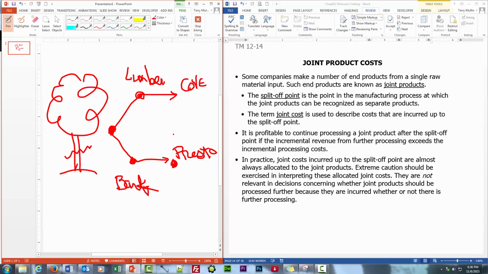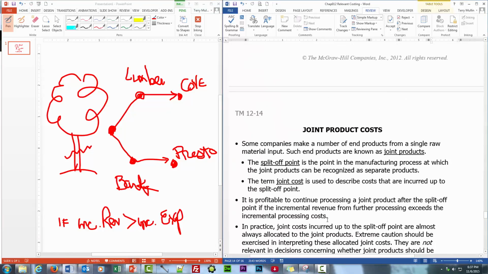All right? So we've got this trim and this lumber, and the question is, should we process further? And so here's the deal. The answer is if the additional, or incremental, revenue is greater than the additional, or incremental, expense, then the answer is do it. So let's see how this works over here with some numbers.